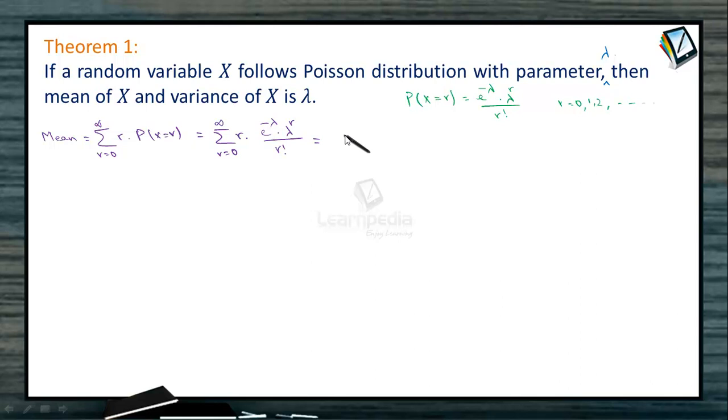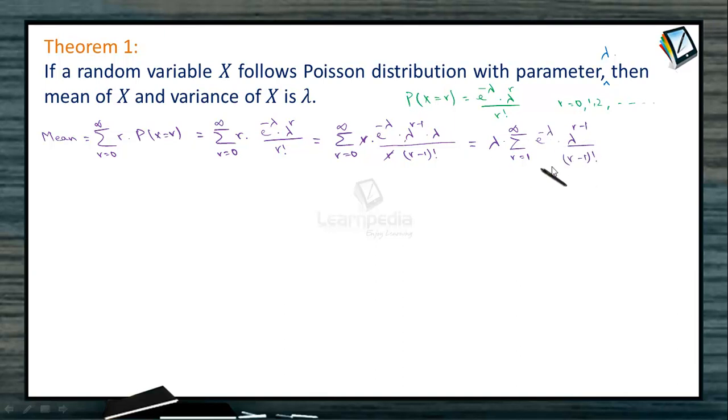Can we rewrite these terms as sigma r running from 0 to infinity r into e to the power of minus lambda into lambda to the power of r minus 1 into lambda by the denominator r factorial? We will express it as r times r minus 1 factorial. Now the excess r gets cancelled and the term which is unaffected by sigma we will put it outside, that is lambda comes outside. Look at the term which is inside the expression now. R runs from 1 to infinity, e to the power of minus lambda into lambda to the power of r minus 1 by r minus 1 factorial.